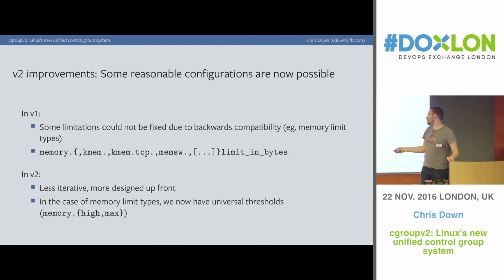So yes, this is more designed up front, and in general now we have global limits instead of per-type limits.